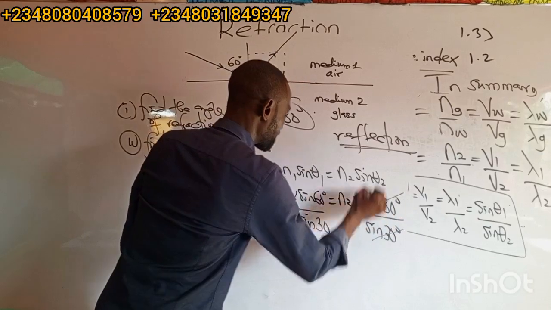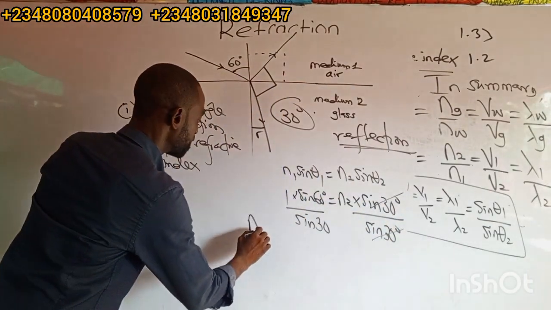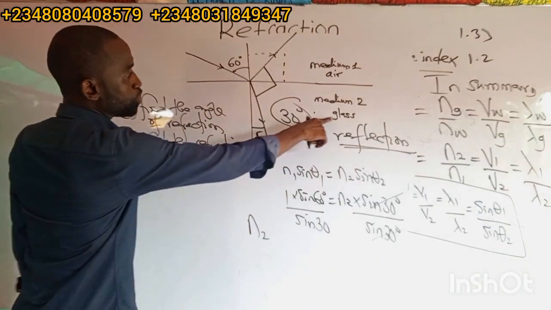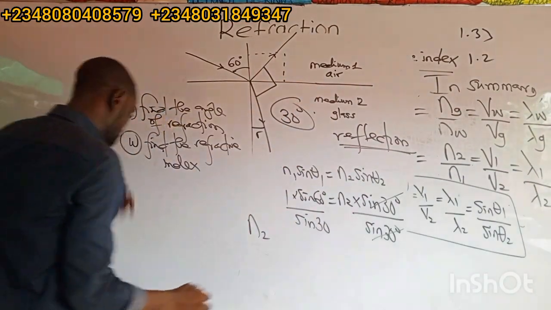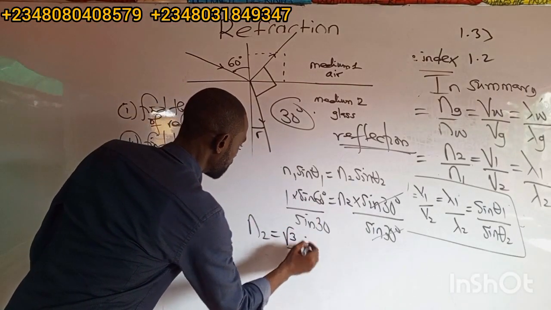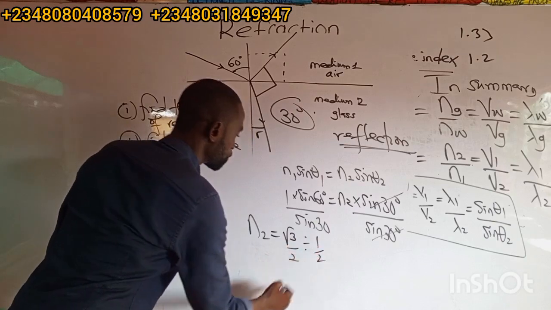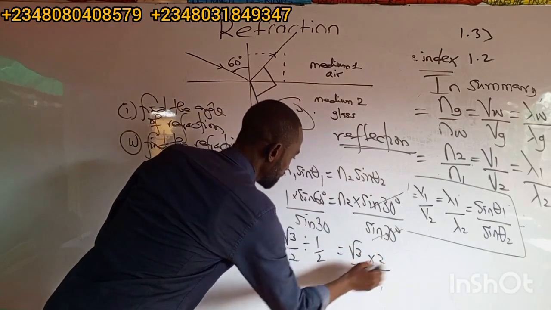This will cancel out. What is the next thing? We are having our N2, which is the refractive index of the second medium. Sin 60 is what? Root 3 over 2, whereby sin theta is 1 over 2. Now we have 3 over 2 times 2 over 1. This will cancel out this.